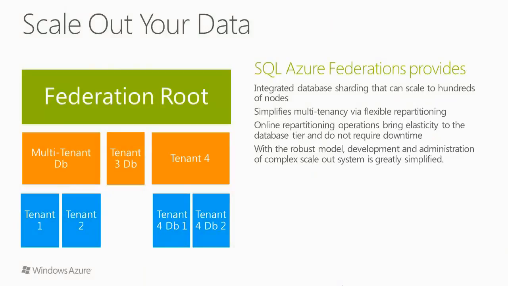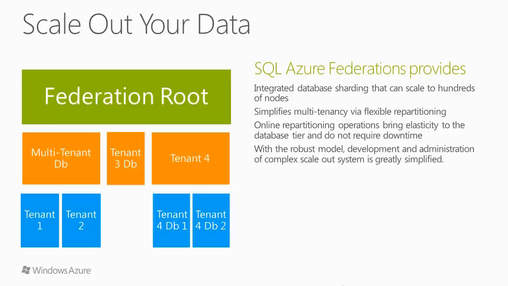One of the great features that we just came out with is what's called SQL Azure Federation Services, and this provides the ability to truly scale out at the database level. Integrated database sharding that can be scaled to hundreds of nodes. So if we've got one database and we're really trying to scale that, we can take that and scale that out to really hundreds of nodes to get true scale out. And the whole purpose of this was to simplify multi-tenancy via flexible repartitioning. How can we take a database and repartition that to get true multi-tenancy?